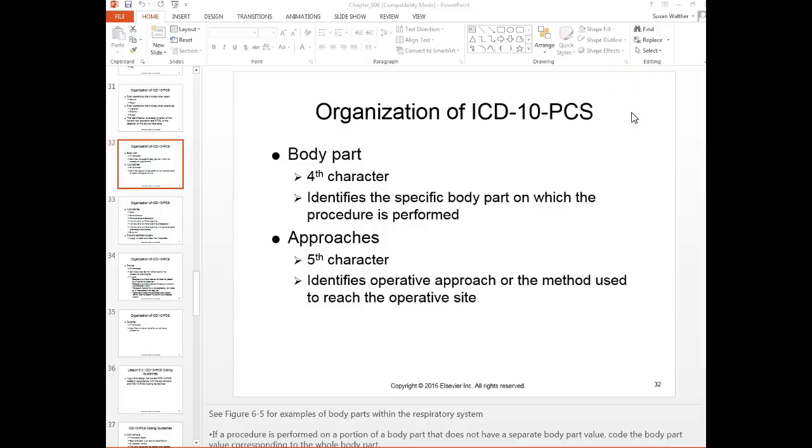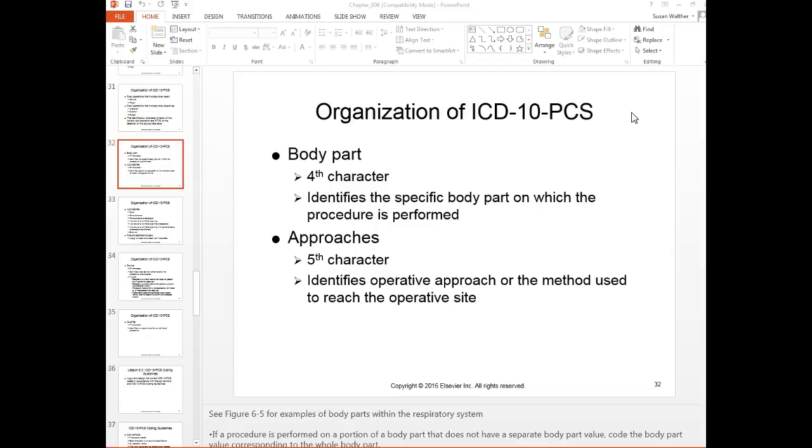This is a continuation of the lectures covering Chapter 6 in your textbook. If you will, turn to page 113, and in this lecture we're actually going to finish up through up to the point of the guidelines.